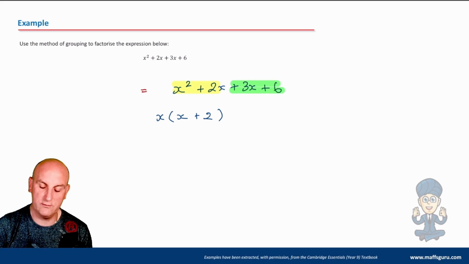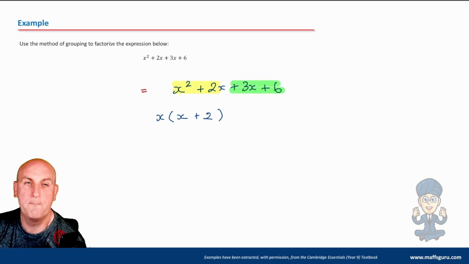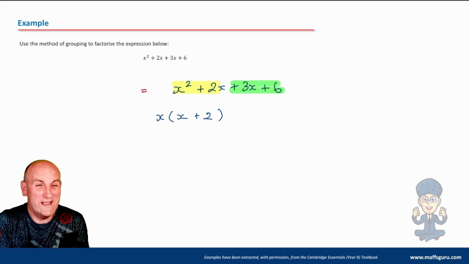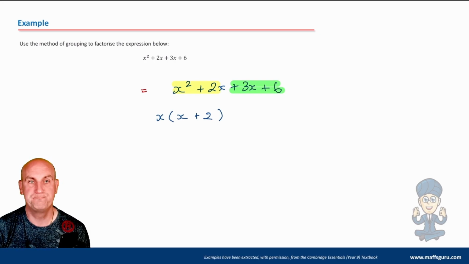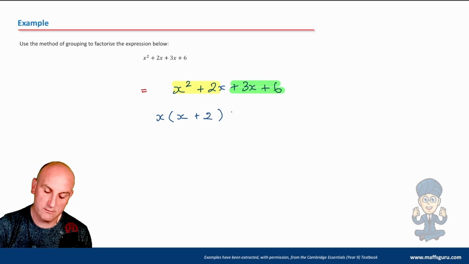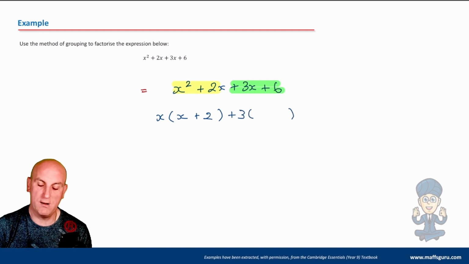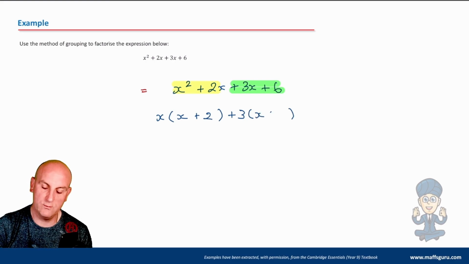Now, having done the first pair, I'm now going to repeat it with the second pair. I'm going to factorize those. Now, what is the most I can take out of plus 3x and plus 6? I always make it clear about the plus. So what can I take out? Well, the maximum will be plus 3, and there's my set of brackets. Plus 3 times what gives me plus 3x? Well, it's going to be x. Plus 3 times what gives me plus 6? It would have to be plus 2.